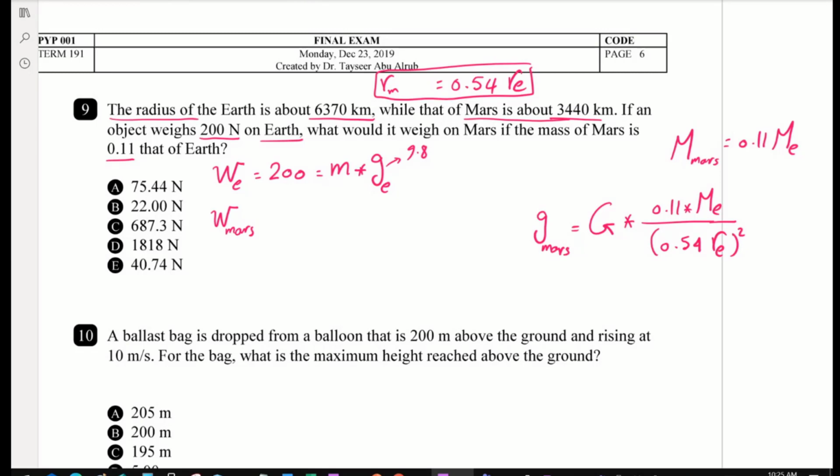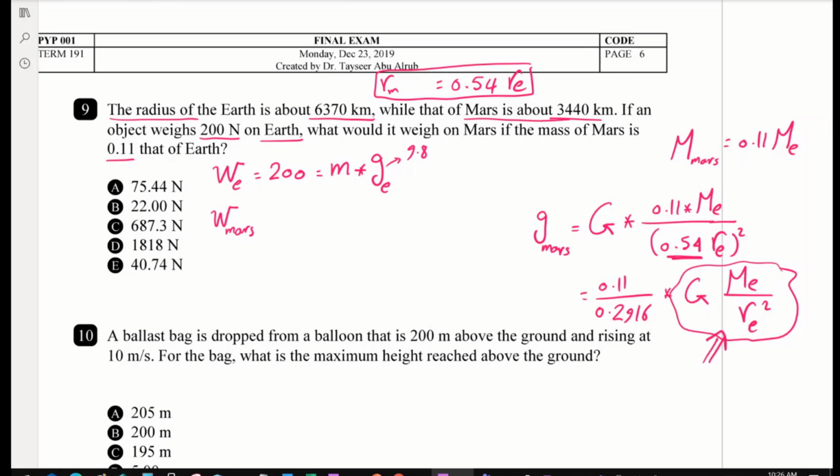And let's try to simplify it. Take the 0.11 outside, and 0.54 squared will be 0.2916, times G times the mass of the Earth divided by the radius of the Earth squared. What's this? This is the gravity of Earth. So this is 9.8. This part is the gravity of the Earth.